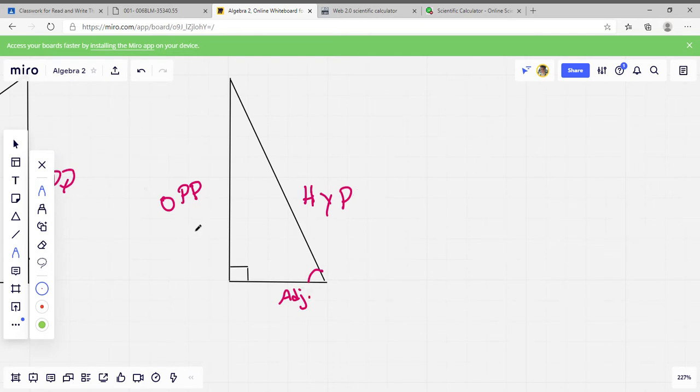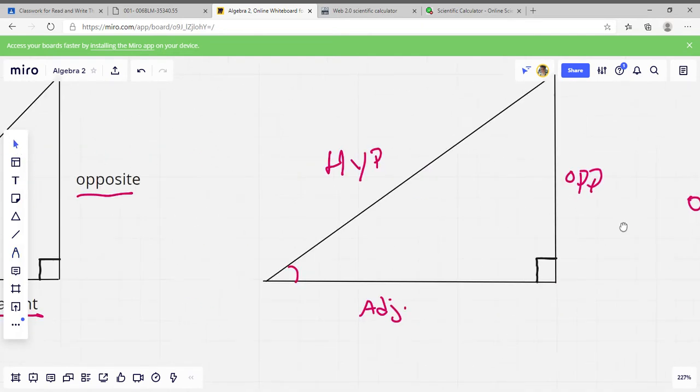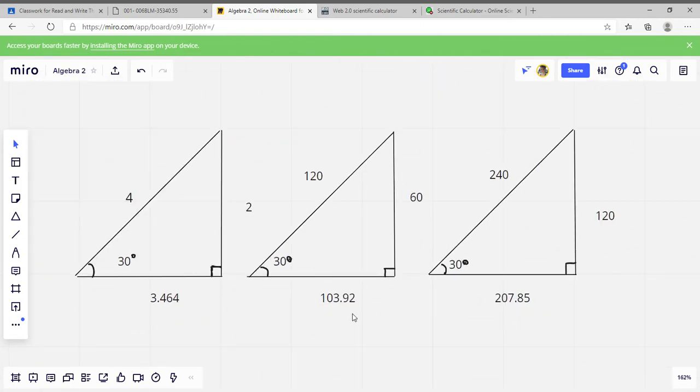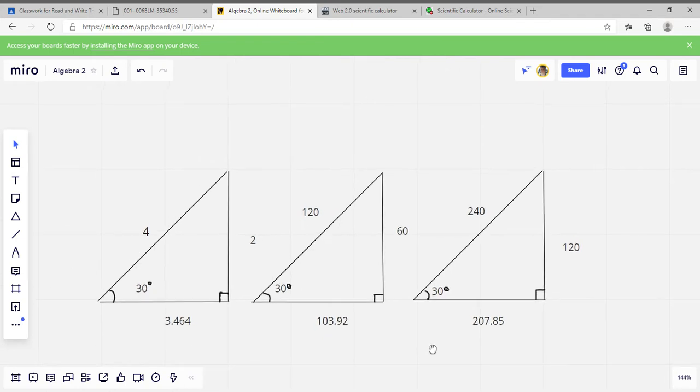Okay? All right, so in the textbook, they give us 3 triangles. And these 3 triangles are all right angle triangles, and they'll have a 30-degree angle over here. So our opposite is 2, and our hypotenuse would be 4. Now, if we set these up in a ratio of one side to the other side, we're going to do our opposite over our hypotenuse.